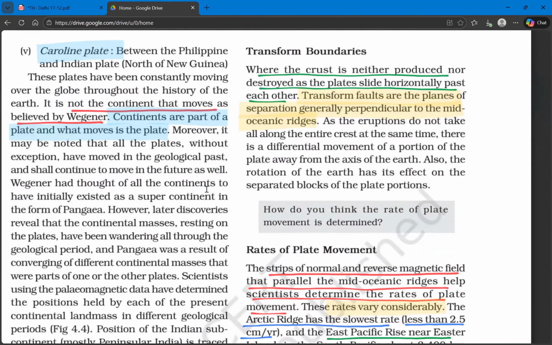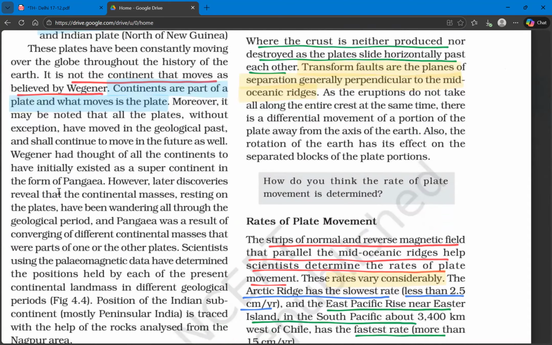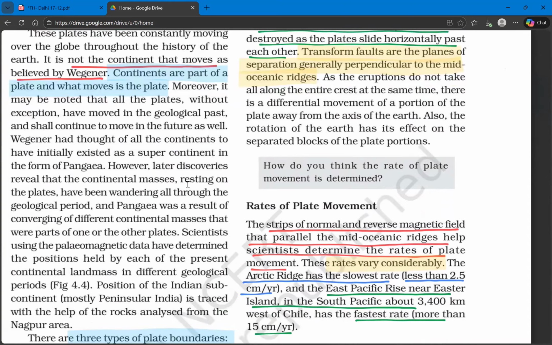Wegener had thought of all continents to have initially existed as a supercontinent in the form of Pangaea. However, later discoveries reveal that the continental masses resting on the plates have been wandering all through the geological period, and Pangaea was a result of the converging of different continental masses that were parts of one or the other plates.